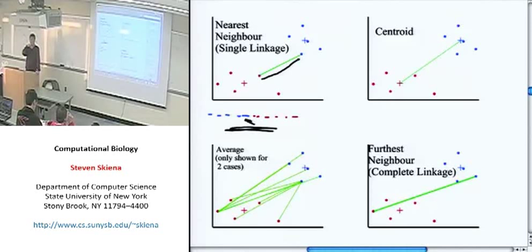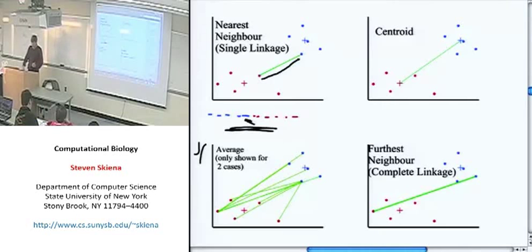Okay. Which do we think is a more robust measure of the distance between two clusters? Probably this one. Which do we think is a more expensive one to compute? Probably this one. Does everybody agree with that?